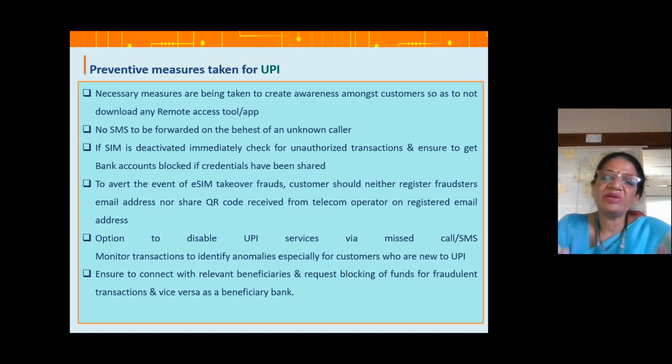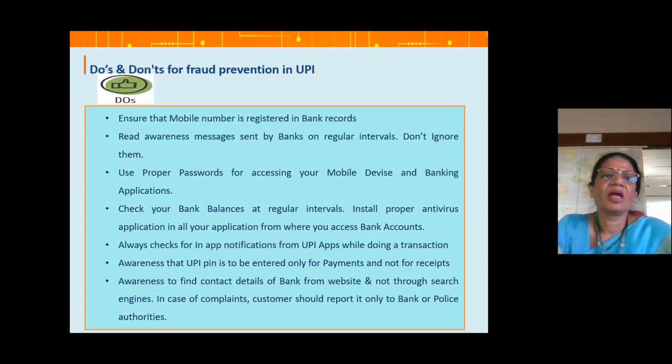Ensure to connect with the relevant beneficiaries and request blocking of funds for fraudulent transactions. And immediately find out the beneficiary bank details with the help of the banker and try to block the funds. For prevention of fraud in UPI, ensure that your mobile is registered in bank records. If you are changing your mobile, please update the same in the bank records.